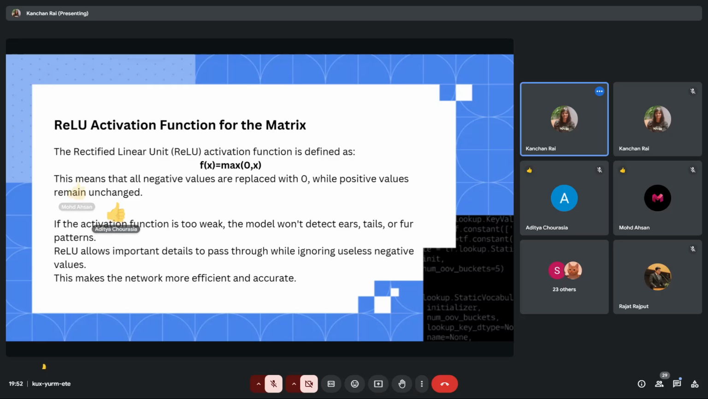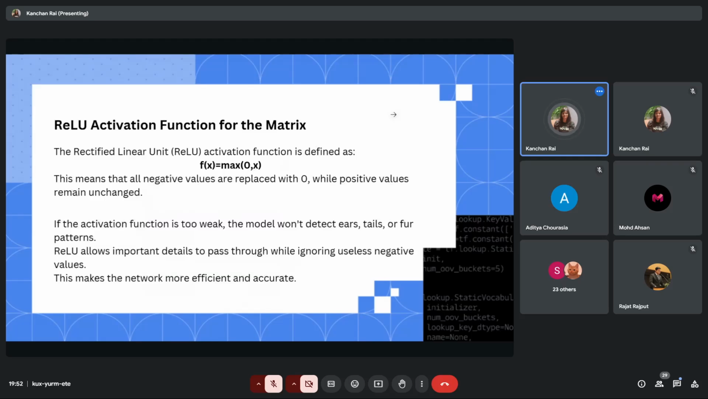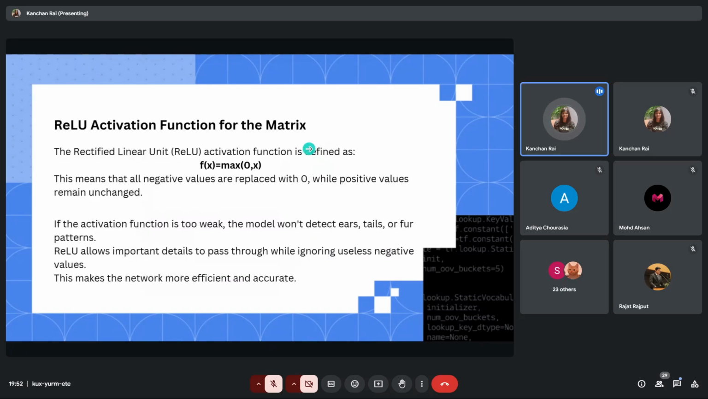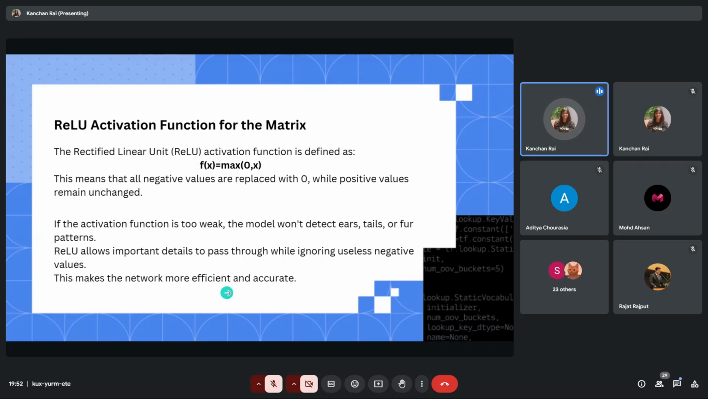All right. So now I will apply ReLU, but here there is no negative value that I need to drop. So all set, I can move forward. If the activation function is too weak, the model won't detect ears, tails or fur. That's why I'm taking only the positive values. I'm dropping the negative values. Okay? ReLU allows important details to pass through while ignoring the useless negative values. This makes the neural network more efficient and accurate.